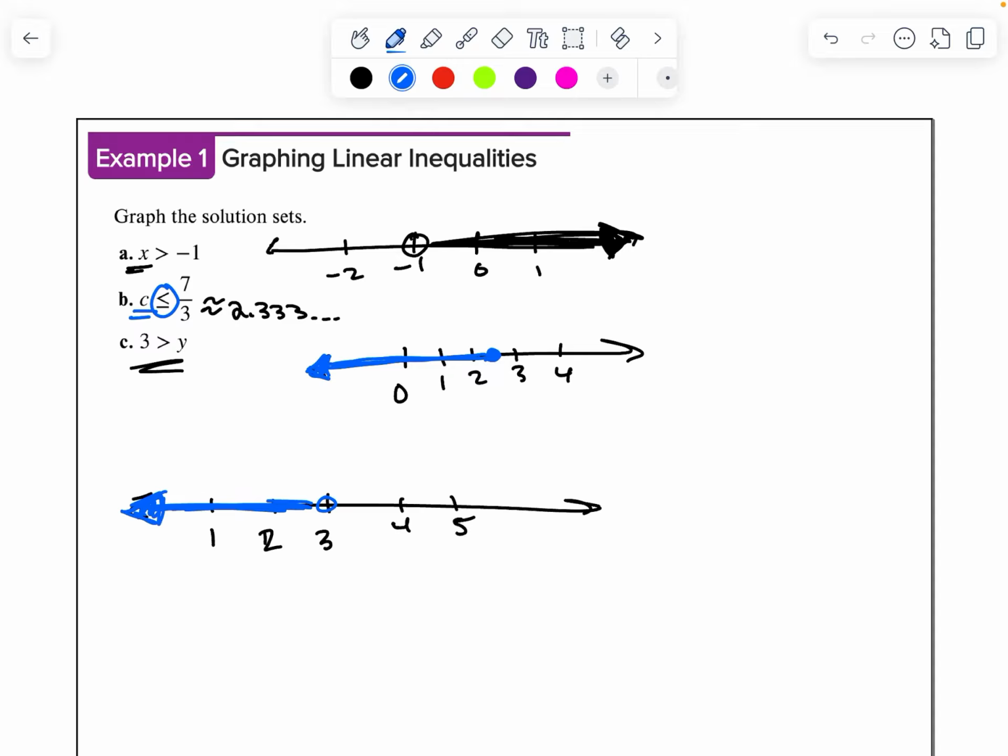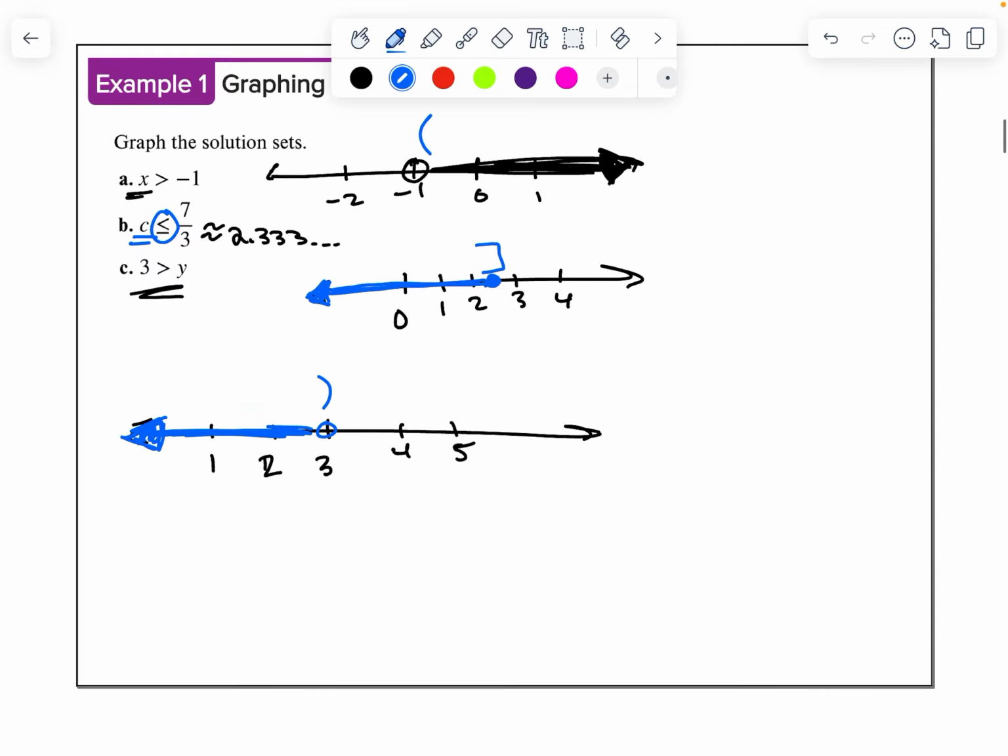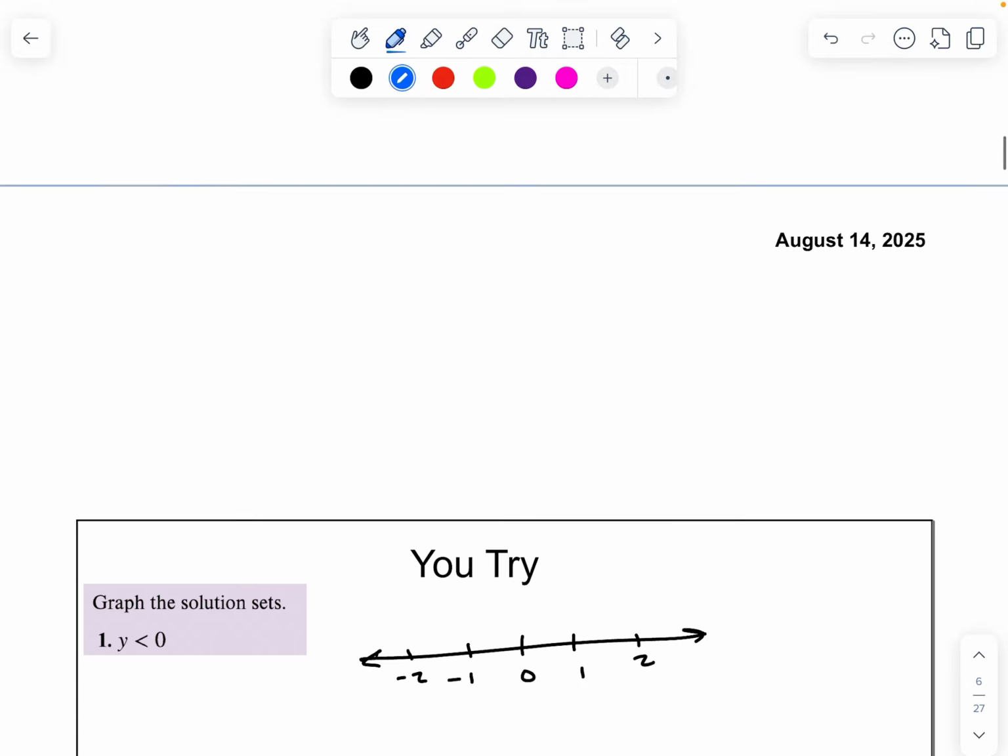All of these I could have written, instead of circles, with parentheses. On ALEKS, it will ask for one way or the other, right? It just depends on the problem. So this problem I would have written with a parentheses. This one I would have written with a bracket. And this one I would have written with a parentheses. It just depends on the way ALEKS asks.